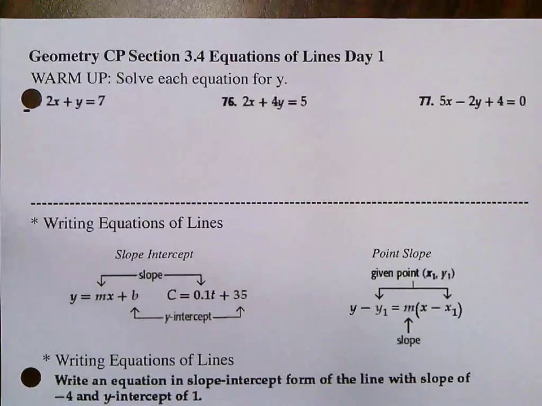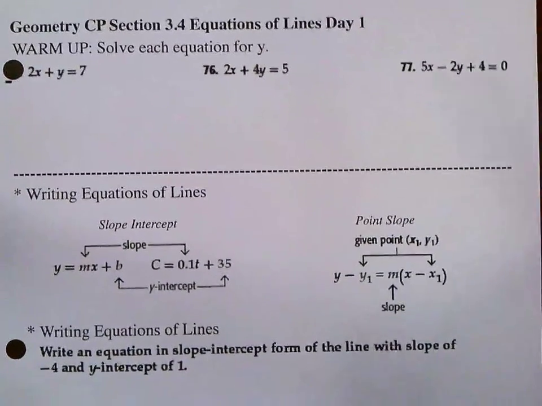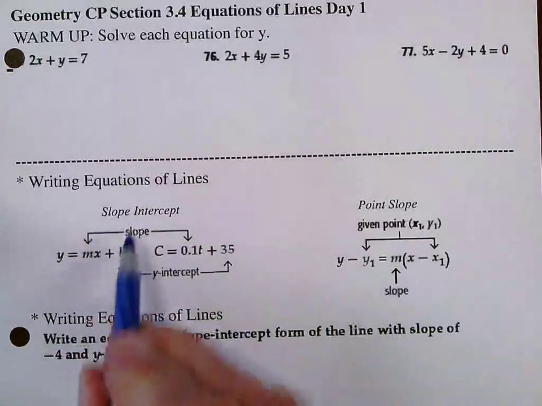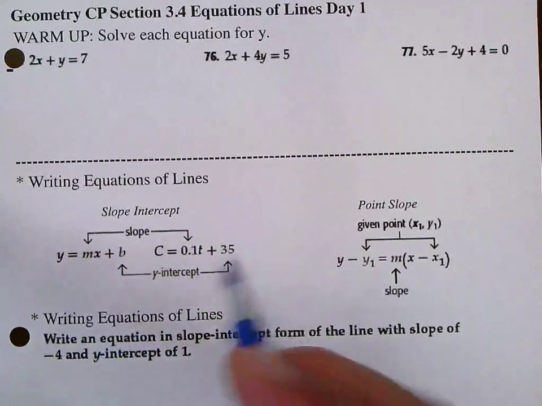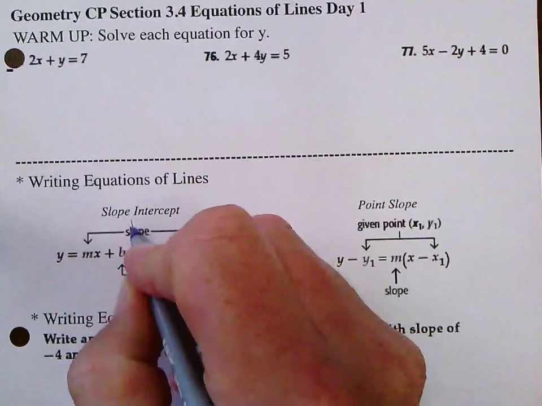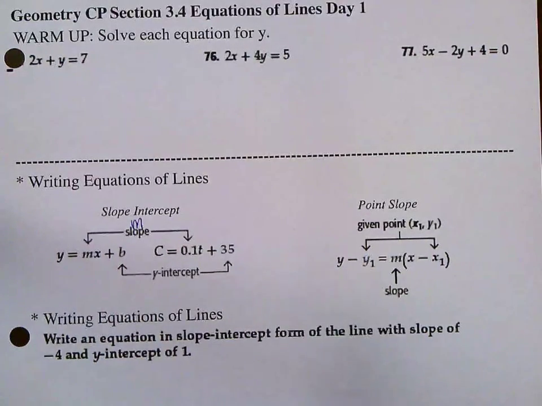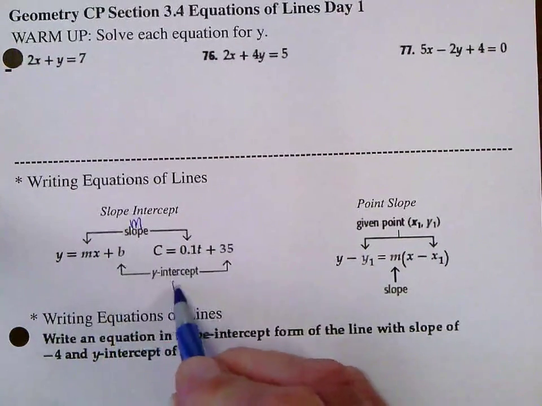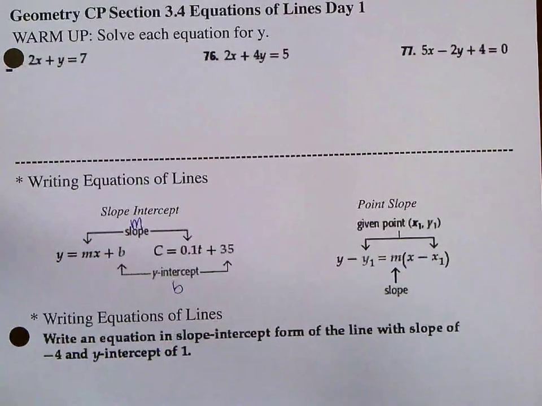We're going to be using two forms of equations today. We're going to be using slope-intercept form, y equals mx plus b. Remember, the m is your slope, so slope is m, and your y-intercept is always b, so your y-intercept is b, y equals mx plus b.